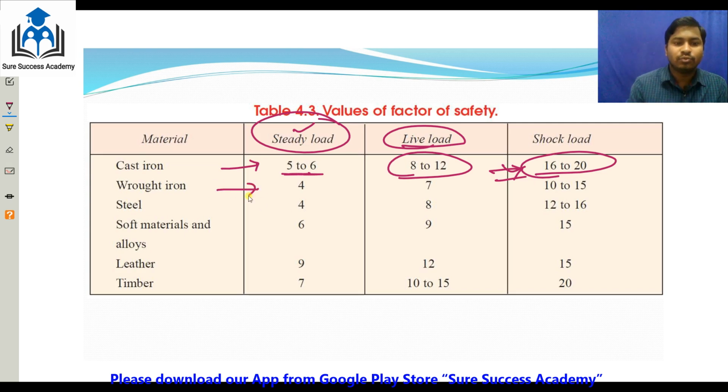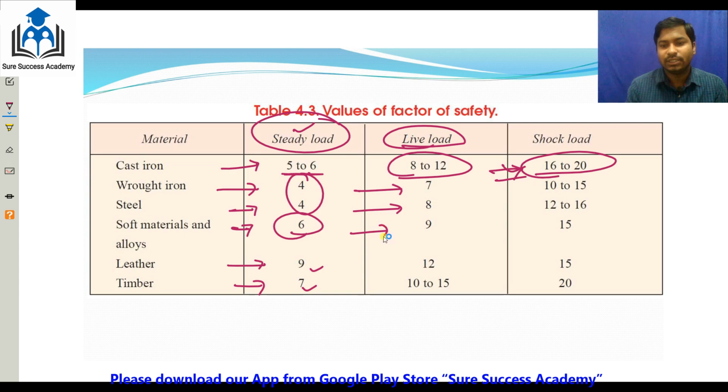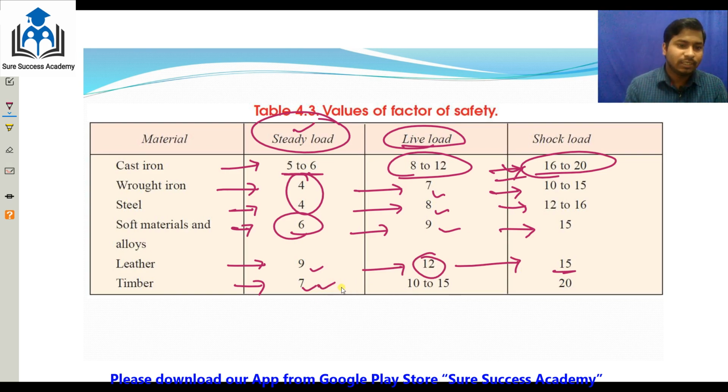Wrought iron is 4 and steel is 4 for steady loads, and soft materials and alloys are 6, leather 9 and timber 7. Similarly for live loads, the factor increases: 7, 8, 9 for wrought iron, steel and soft materials. And for shock loads, wrought iron is 10 to 15, steel 12 to 16, and soft metal 15. Similarly, for leather the live load is 12, and for shock load it is 15. Timber is 7 for the steady factor of safety, and for live and shock loads it is 10 to 15 and 12.